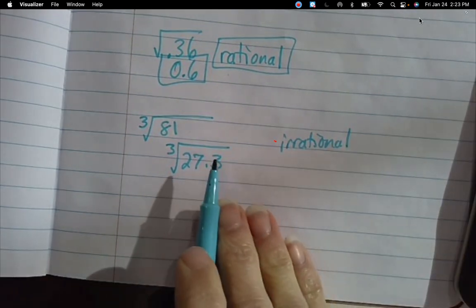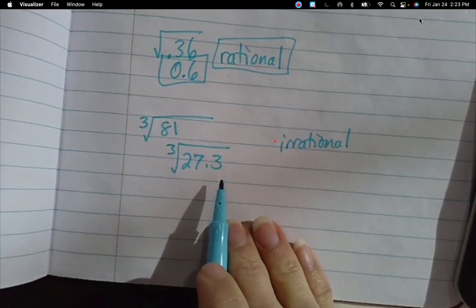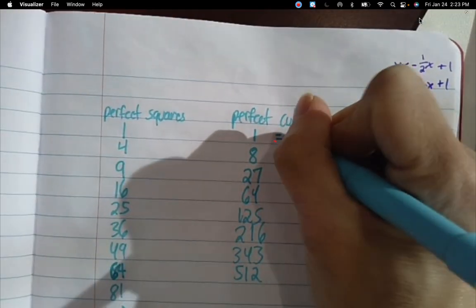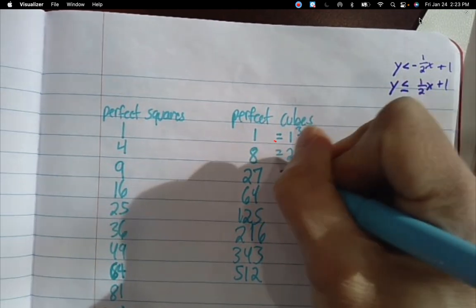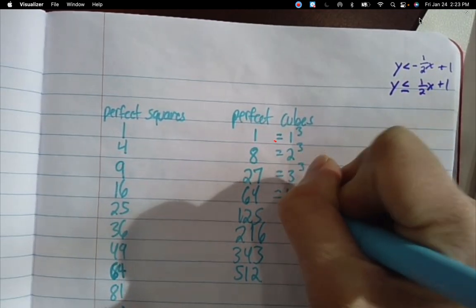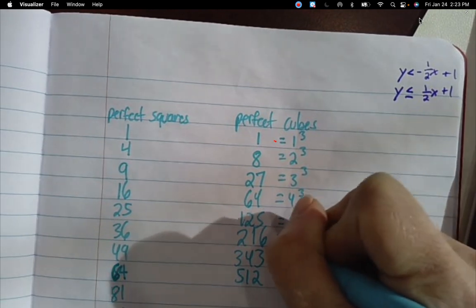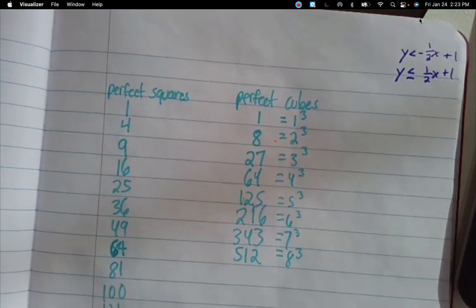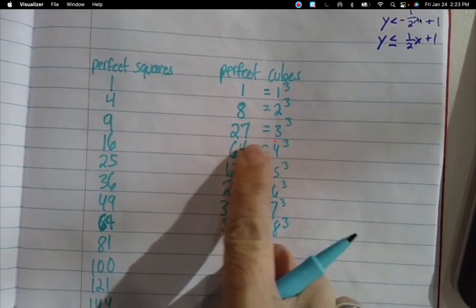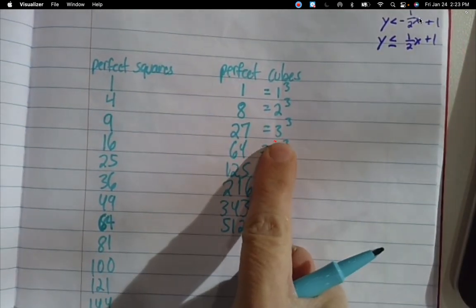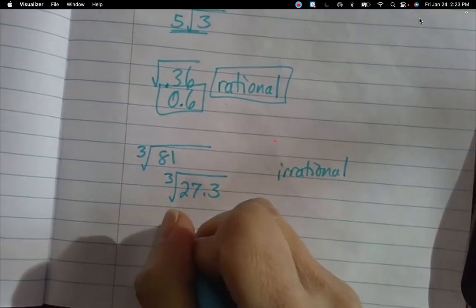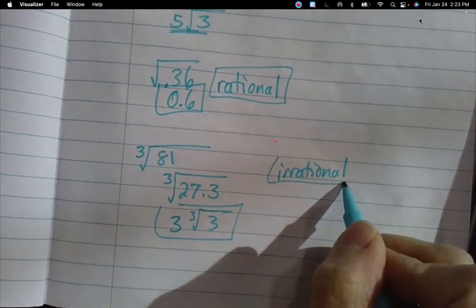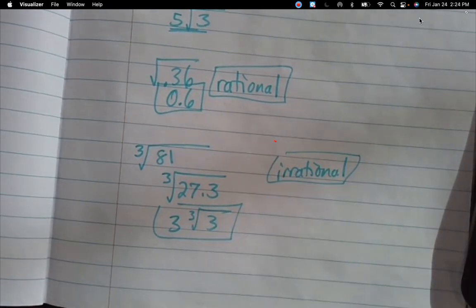Okay? So what is the cube root of 27? What times what times what? If you needed to write it down, like this is 1 to the third, this is 2 to the third, 3 to the third, 4 to the third, 5 to the third, and so on. Sometimes these little things just help. Okay, so what is the cube root of 27? It's 3. So I get 3 cube root of 3. That's my answer, and it's irrational. So these are a little bit more difficult.